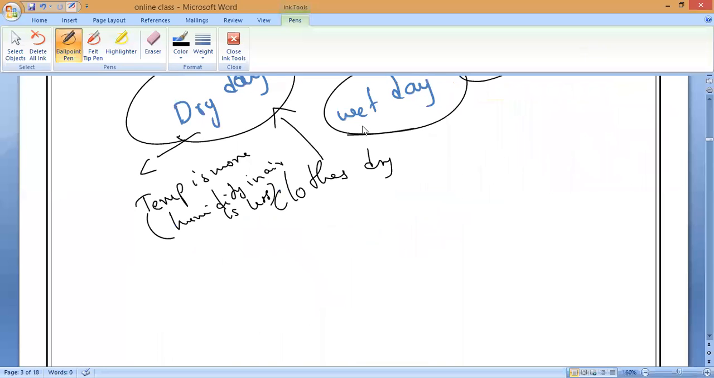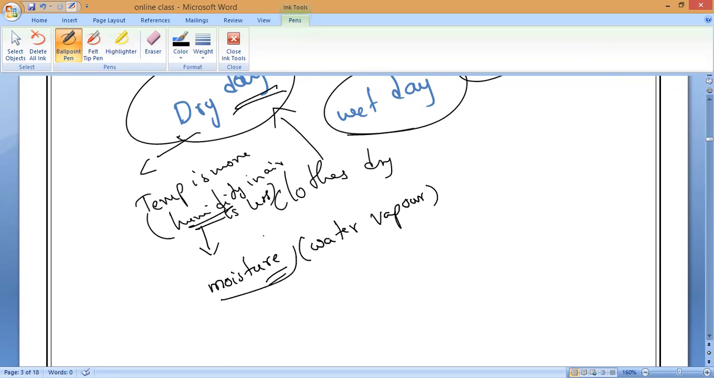What do you mean by humidity? Anybody can tell me? Moisture. Water vapor present in the air is called humidity. Do you understand, everybody? We can say moisture. So is the amount of moisture less or more in the summer, dry time? Less. So the temperature is more, so water will evaporate much faster. So clothes will dry much faster.